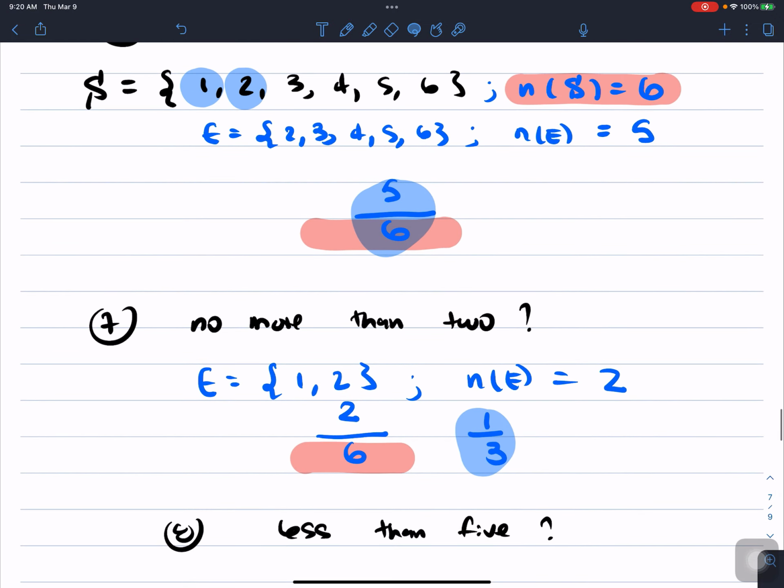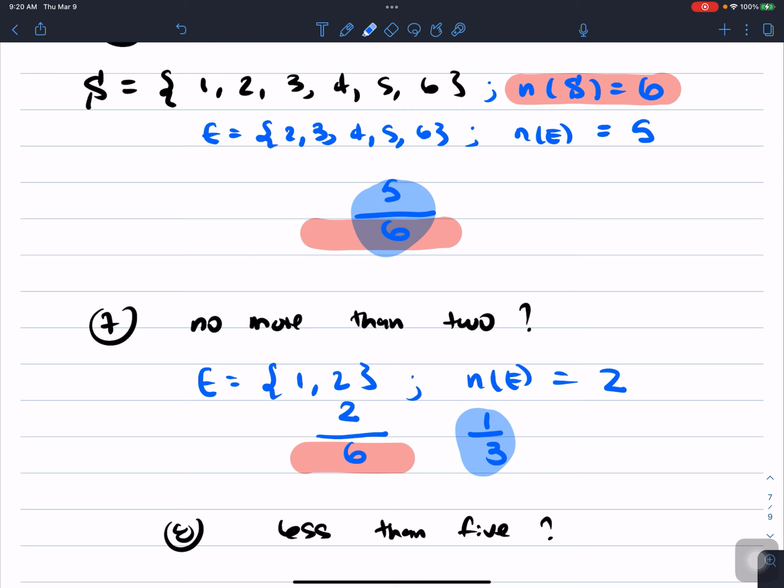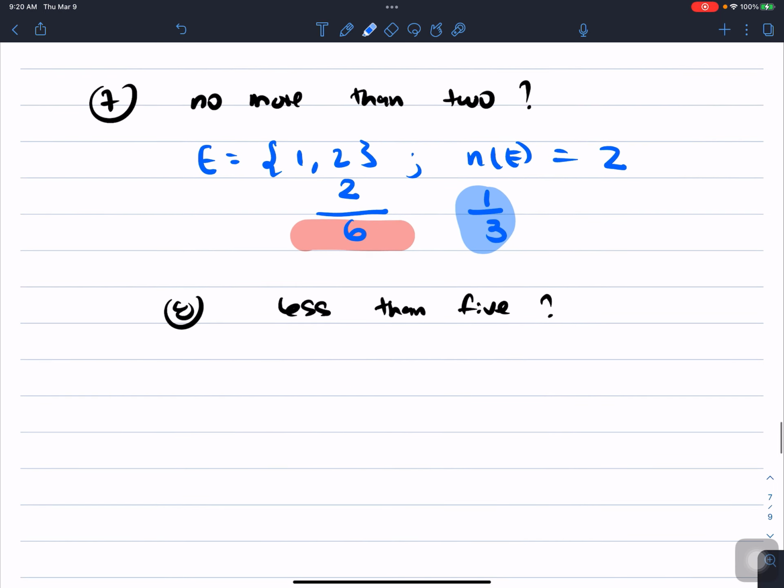Less than 5. Okay, which outcomes are less than 5? You got to know what less than 5 is. What's less than 5? 1, what else? 2, what else? 3, what else? 4. Is 5 less than 5? No. So what are you guys going to do? You can say 1, 2, 3, and 4. How many outcomes are here?